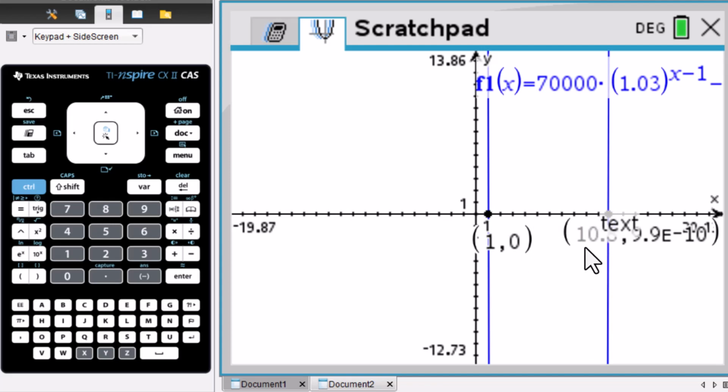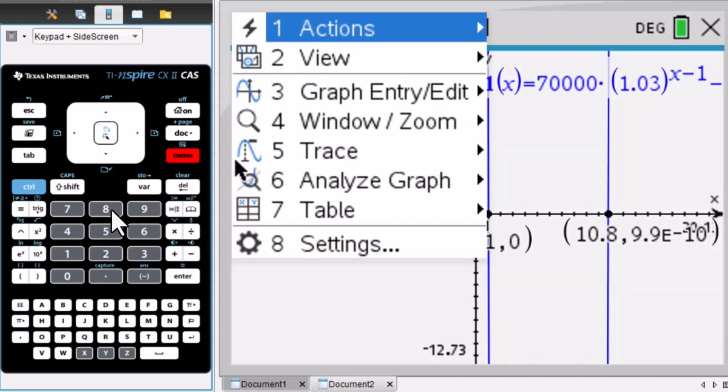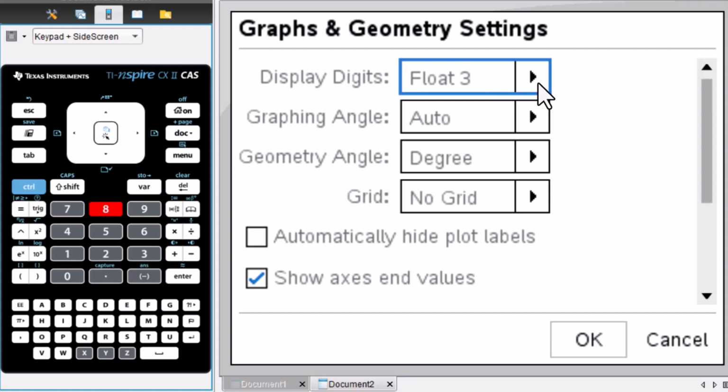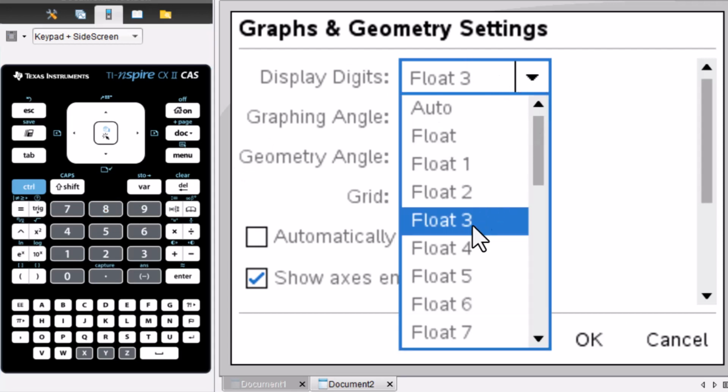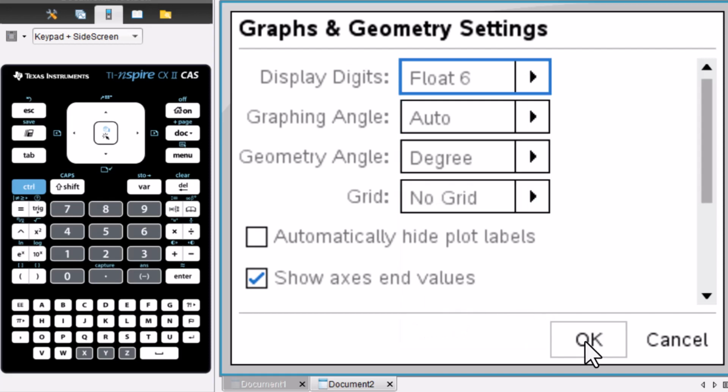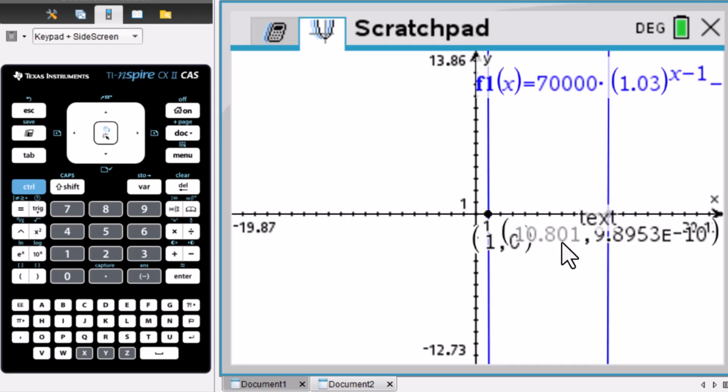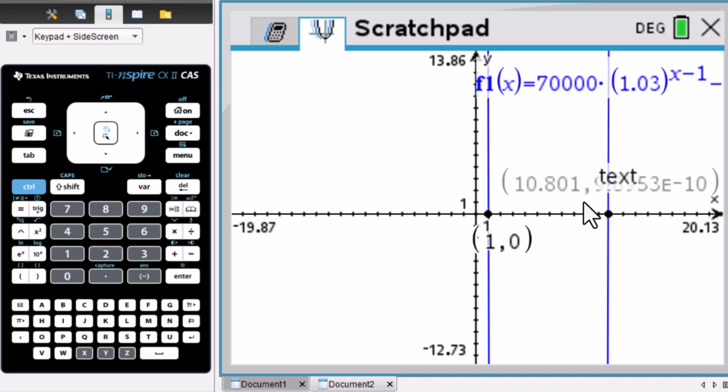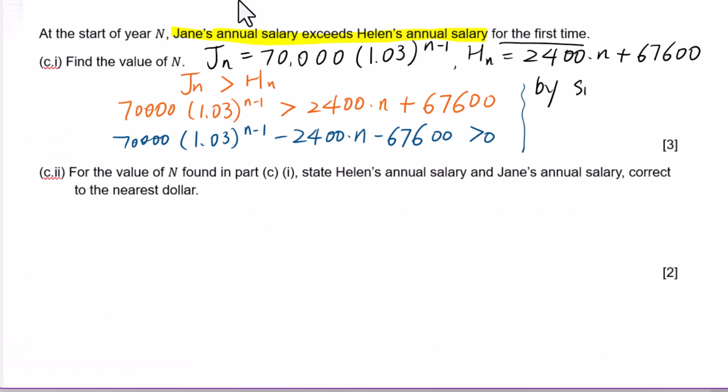If we want to get more accurate solutions, we need to go to menu, go to 8, change this into float 6. Okay, then we get a more accurate answer. Otherwise, default is 3 sig figs. By solver, n equals 10.8, which means n equals 11.